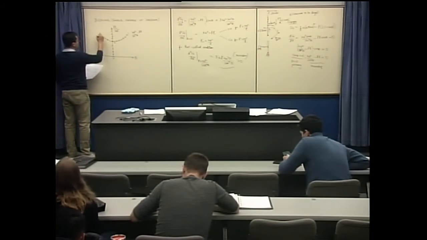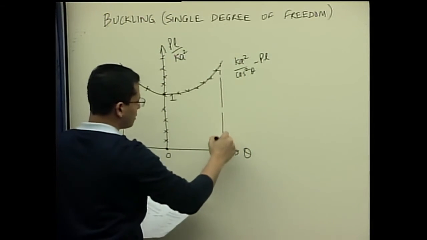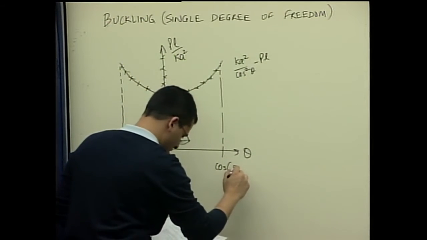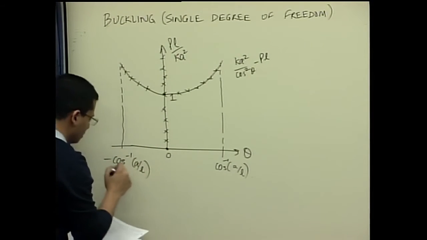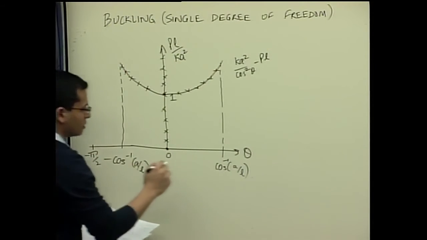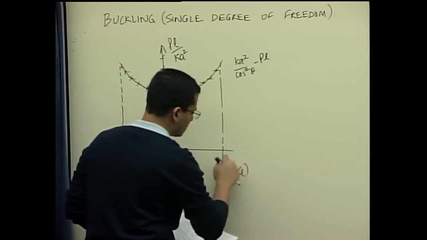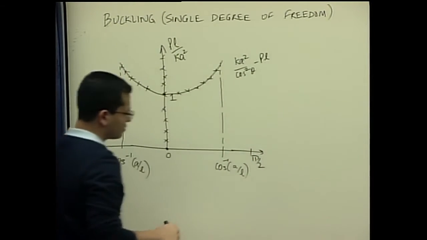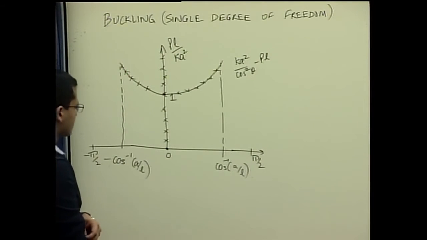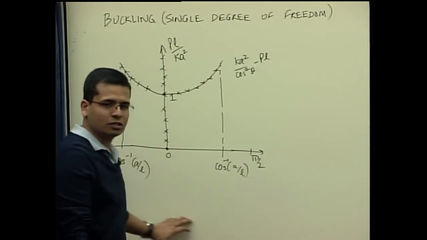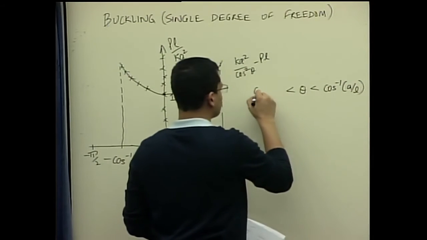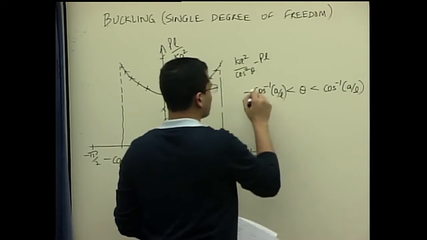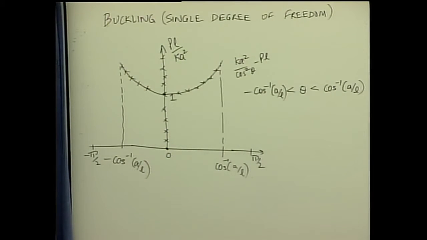And of course, this is bounded to cosine inverse A over L, and this is minus cosine inverse A over L. Pi by 2 is somewhere here, and then so these bounds are just when we assume that theta is between these conditions. It is still a large angle assumption, but we are just giving a bound for theta, that it cannot deform beyond that location.